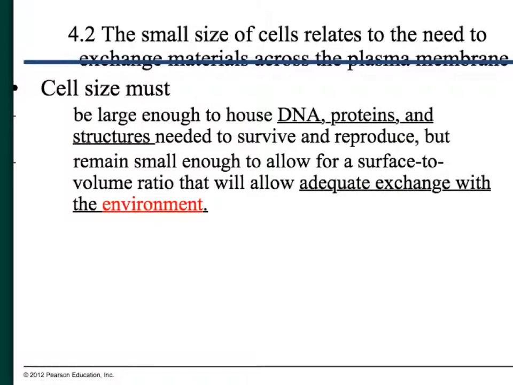We can see another little problem here with our line, but we're going to talk about cell size and why cells are small. They need to be big enough to house the DNA, the proteins, and the structures that are inside the cell. They need to be able to survive and reproduce, but they also have to stay small enough to allow for what we call a surface area to volume ratio. That's really important because we need enough surface area to exchange materials with the outside, to get nutrients in, waste out, and also to move those materials within the cell in a timely manner.